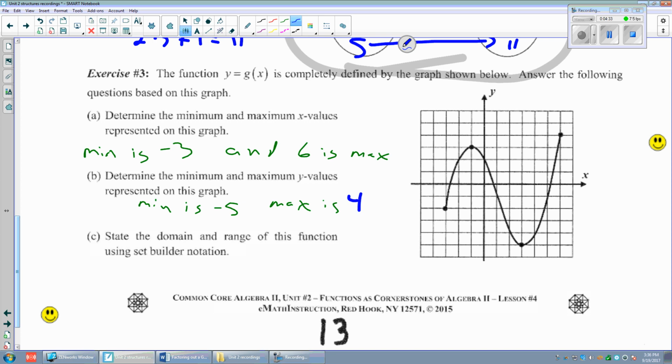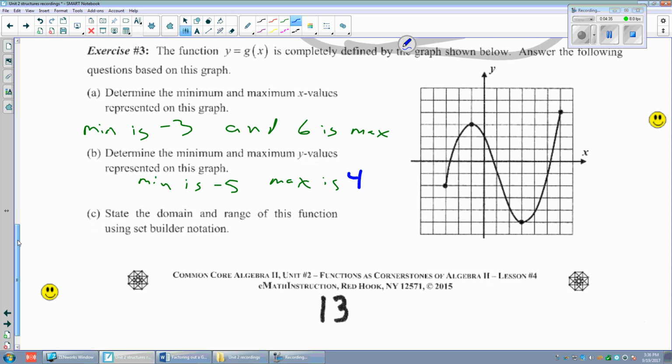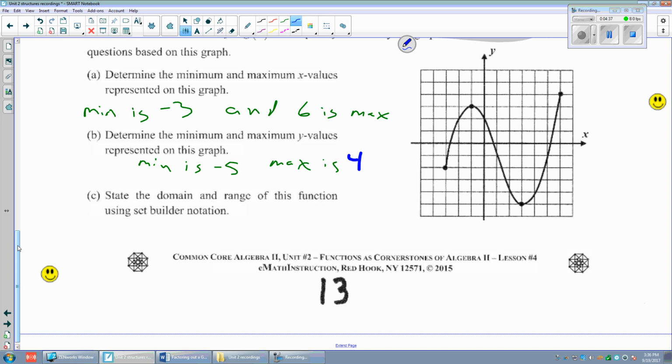Okay. State the domain and range of this function using set builder notation. Okay, I told you we had interval notation, we have set builder notation, and we have roster notation. We already used roster notation. Now, this says set builder notation.